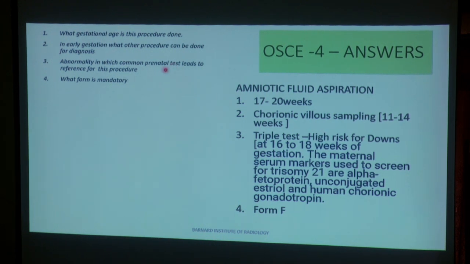And which common prenatal test says it's a high risk for Downs? Triple test is a high risk for Downs. Then we can do amniotic fluid amniocentesis for diagnosis. So the serum markers which are used in the triple test are alpha fetoprotein, unconjugated estriol, and HCG.